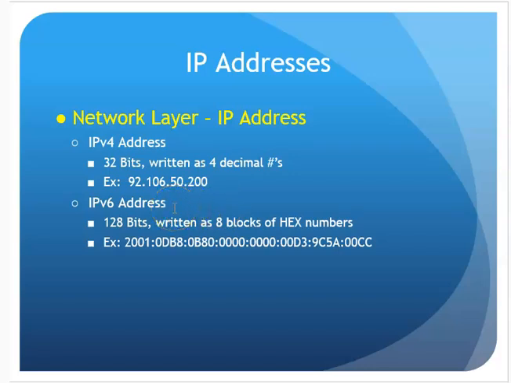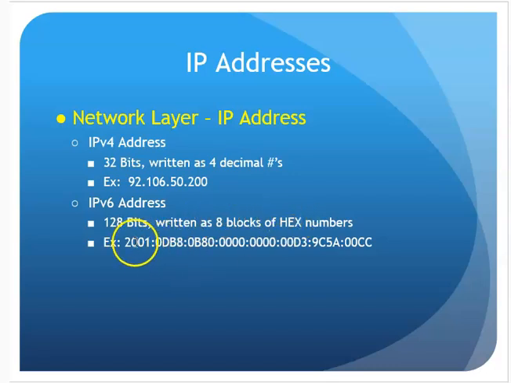We ran out of IP version 4 addresses a while ago, so IP version 6 addresses have been developed and implemented to make up for that shortage. IP version 6 addresses came on the scene in the early 2000s. This is a 128-bit number, so the idea here is we'll never run out of these addresses. And it is written as 8 blocks of hex numbers.